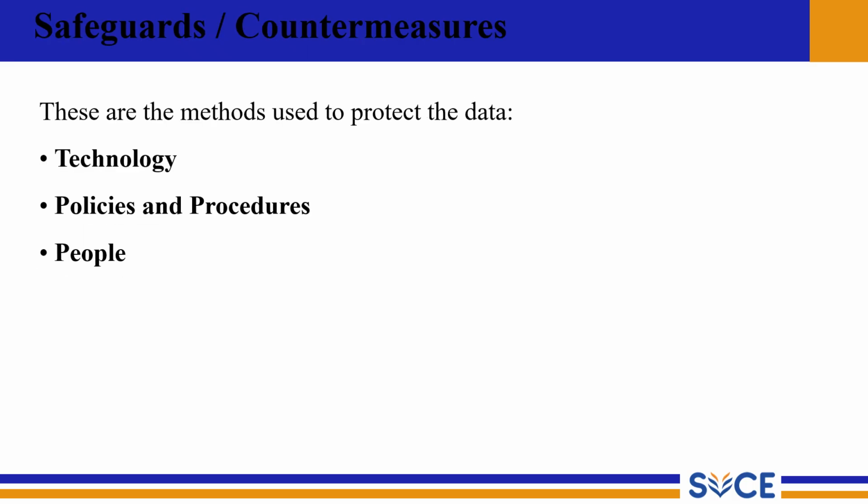The next one is the 3 safeguards or countermeasures. These are the methods used to protect the data. The first one is technology, another one is policies and procedures, and the last one is people. Technology, for example, firewalls, encryption, antivirus, etc. Policies and procedures have rules, best practices, and guidelines. Last one, people, will have training, awareness, and user behavior.